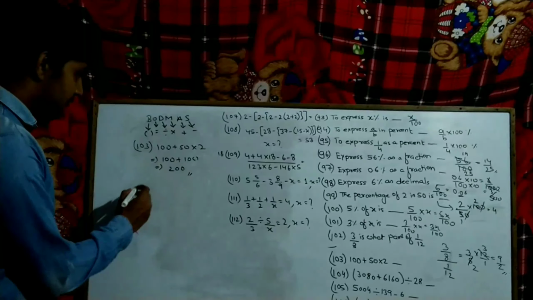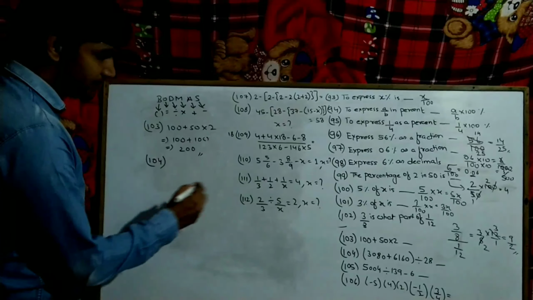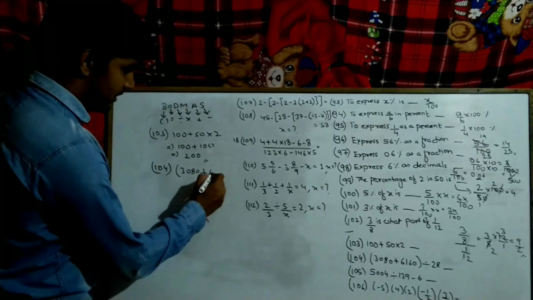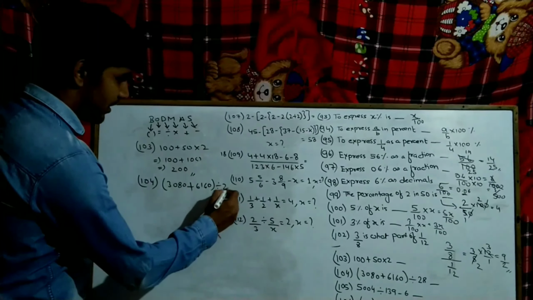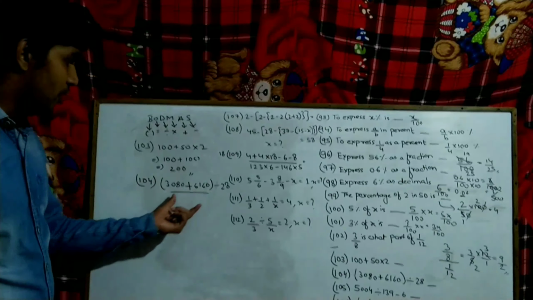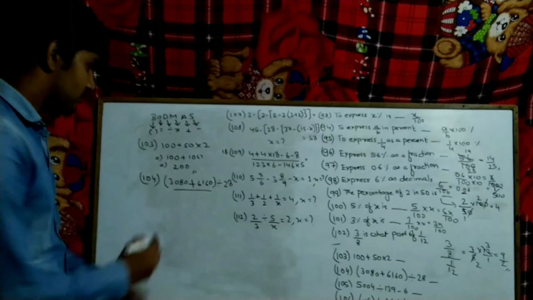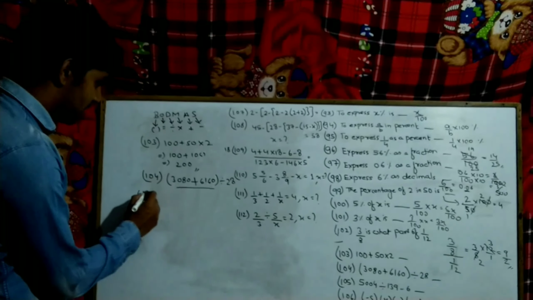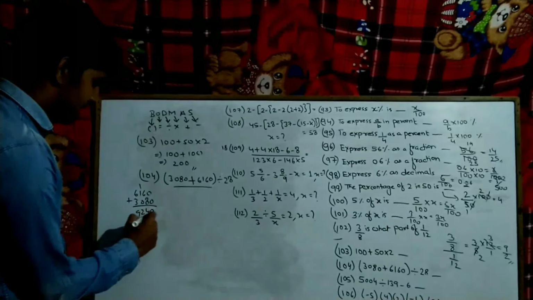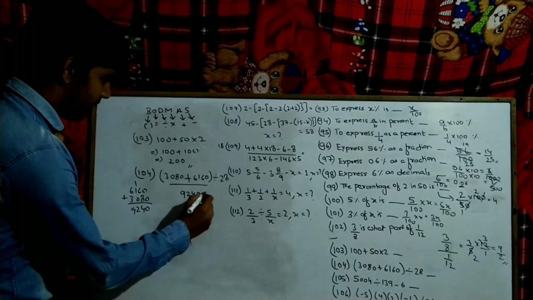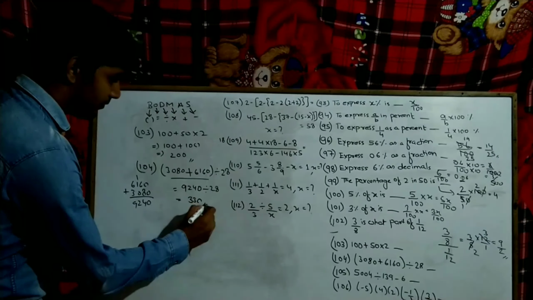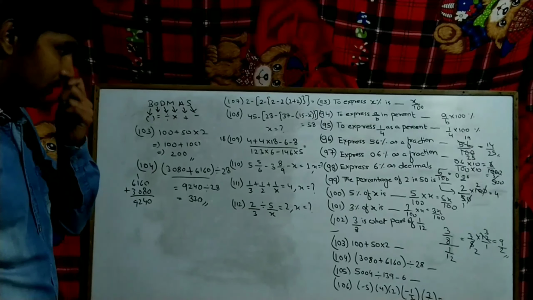Now let's take 104: 3080 plus 616 divided by 28. In this question, first of all you have to do the brackets. Add these two. If you add 616 plus 3080, you get 9240... divided by 28. If you divide these two, you get 330. Clear? You get 330.